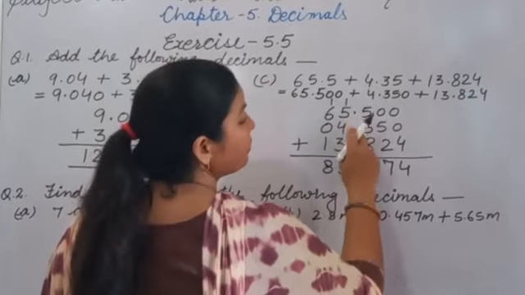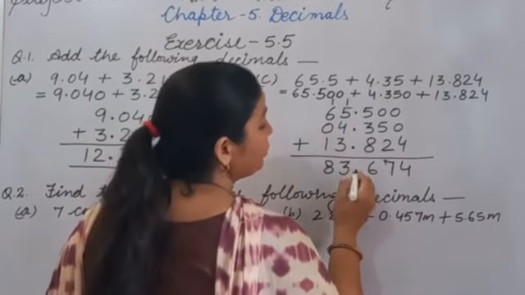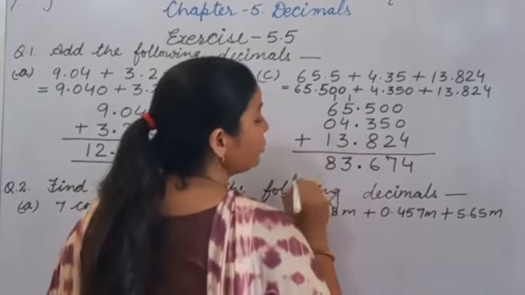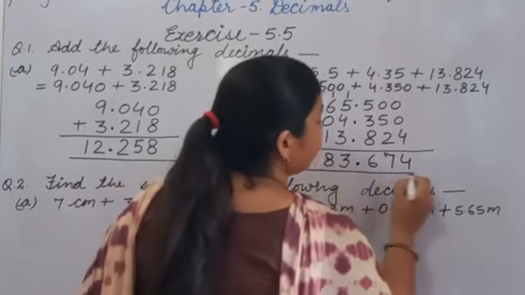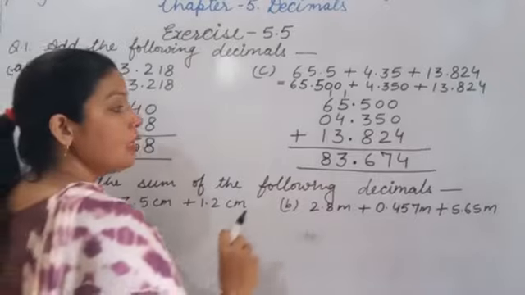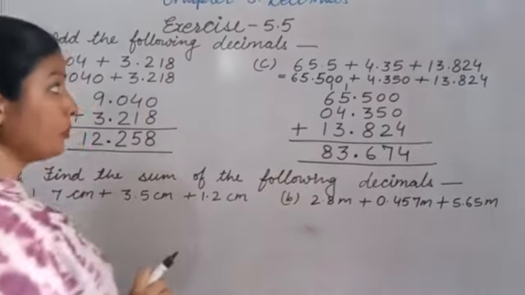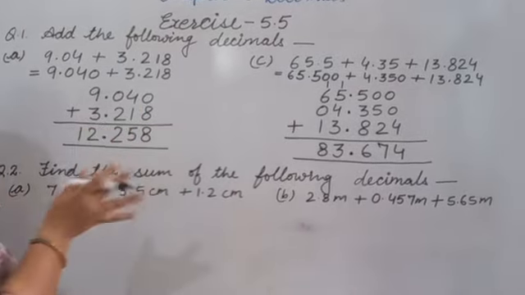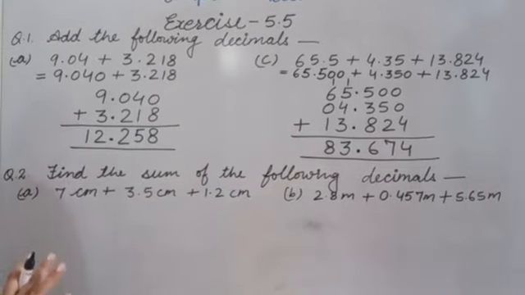Okay. Now here is the point. So down of the point we will use, here also in the answer we will use the point. So it becomes 83.674. That's your answer. So like this question 1 you will complete. The B and D parts you will do yourself.